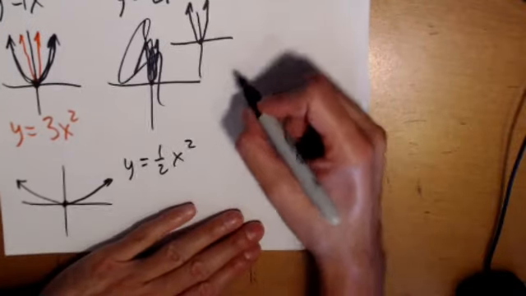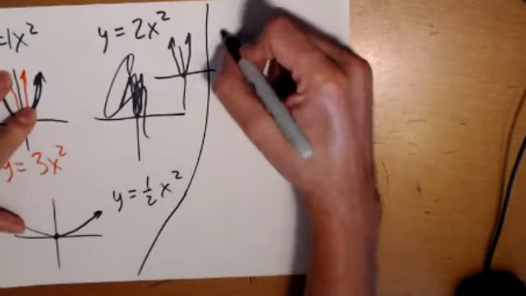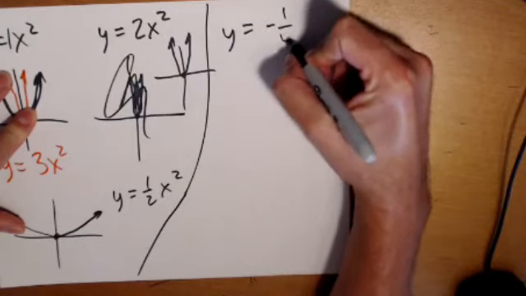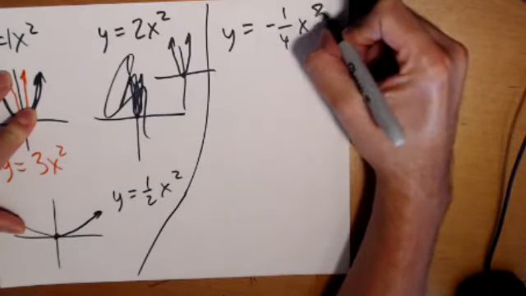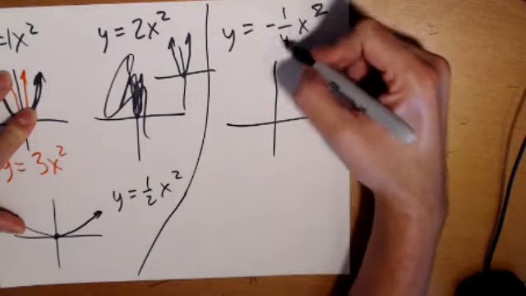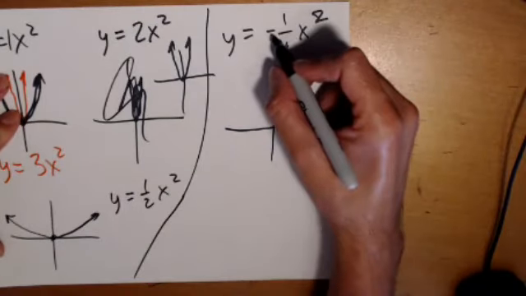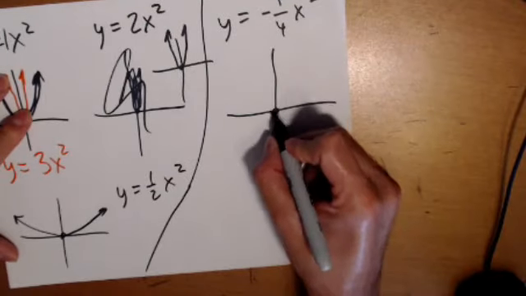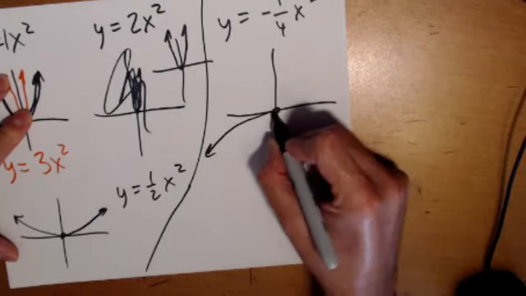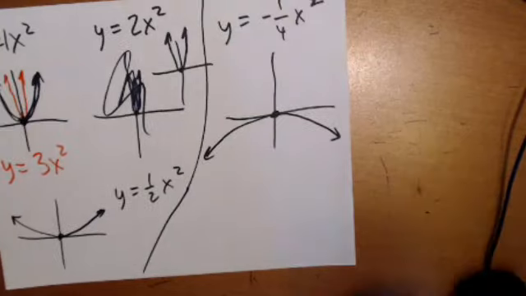So maybe let's put some ideas together. Maybe someone says y is equal to negative 1/4 x squared. The 1/4 makes it all wide and mellow and open, but the negative makes it open down. So it's going to go like that. Aha, so that's the game.